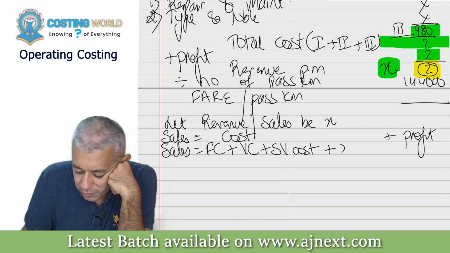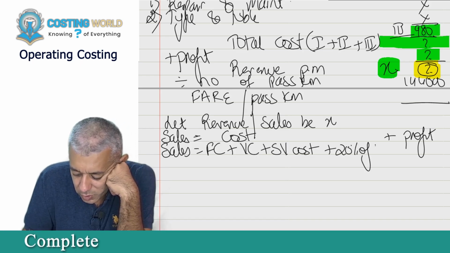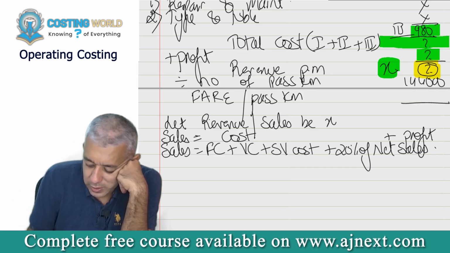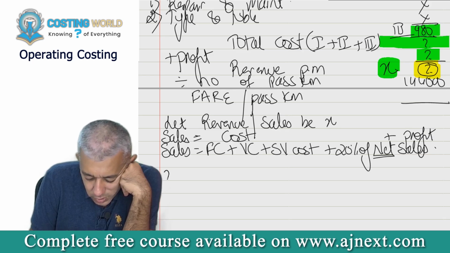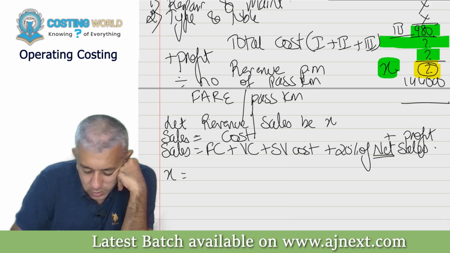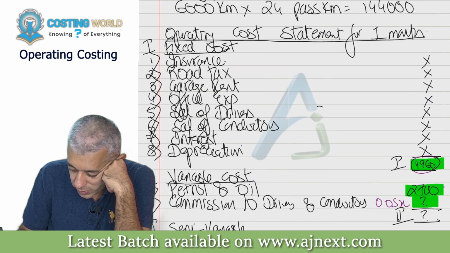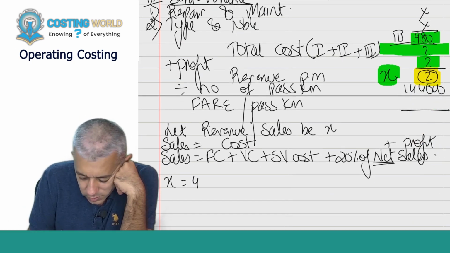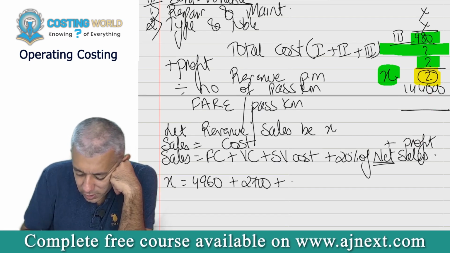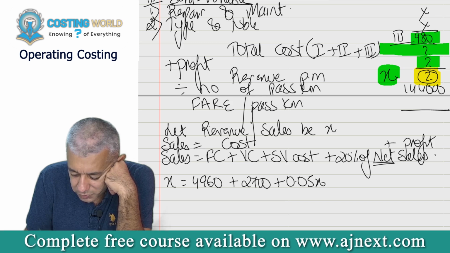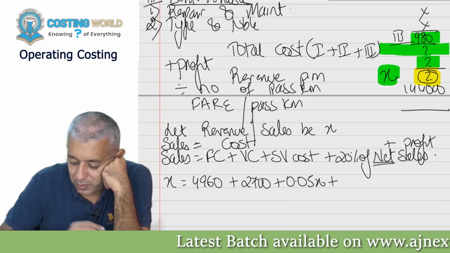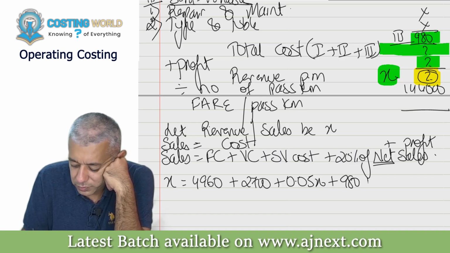plus, instead of profit, you write down 20% of net sales. Net word please underline. So this will become x. Fixed cost you all had told me, that is 4960. Variable cost will be 2700 plus 0.05x, no? Yes. Then semi variable will be 980.